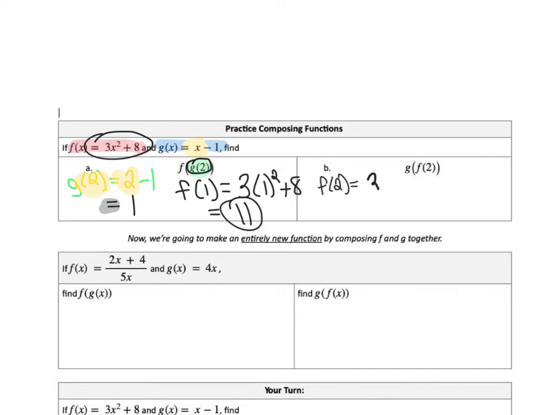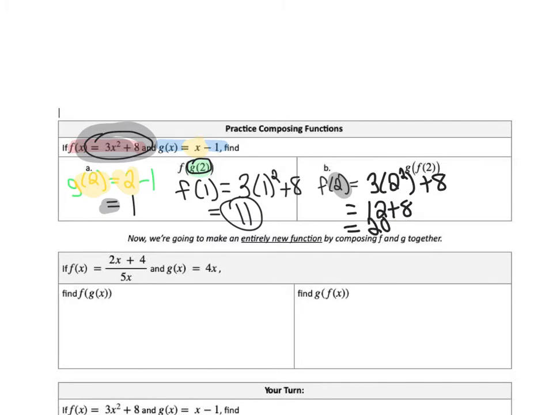So I'm going to take out x, and I'm going to put 2 in its place. So I'm going to have 3 times 2 squared plus 8. Again, that's just using this function up here, and I'm taking out x and putting 2 in its place. So order of operations says I need to exponent first. 2 squared is 4. 4 times 3 is 12. 12 plus 8 is 20.